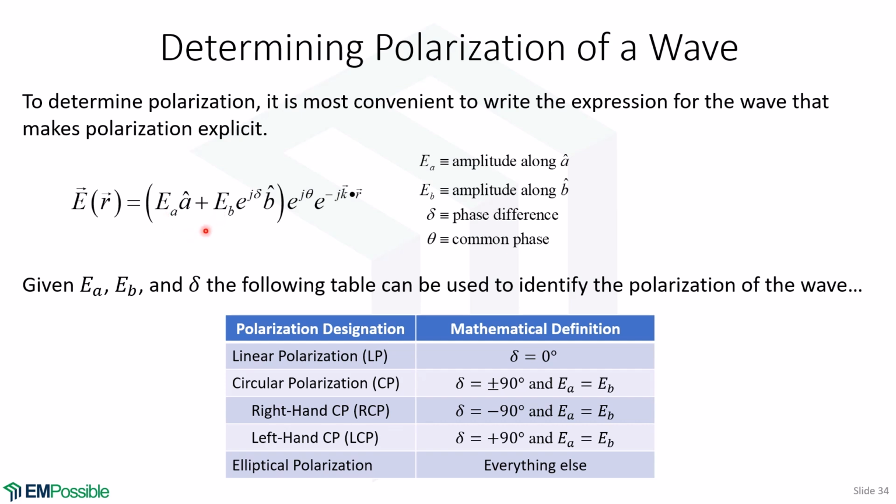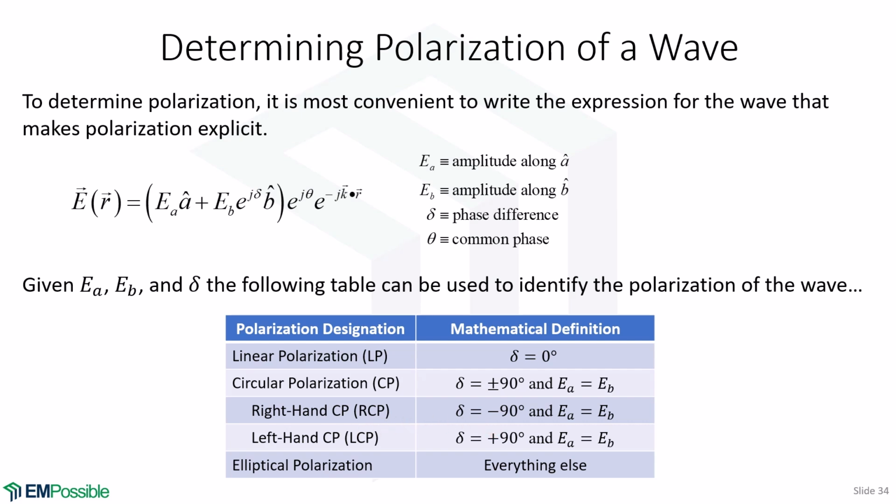Now I'm going to look at EA and EB. Are they equal to each other? If they are, that's when we have a circularly polarized wave, and then all we have to do is determine whether that is right-handed or left-handed. And so then we look at the sign of delta. If it's negative 90 degrees, then it's a right-hand circular polarization. Positive 90 degrees, it's a left-hand circular polarization.